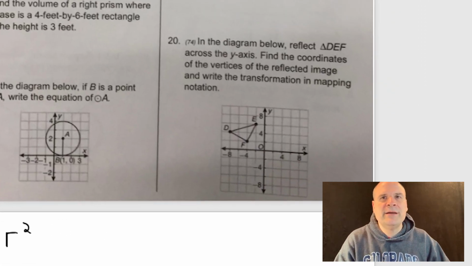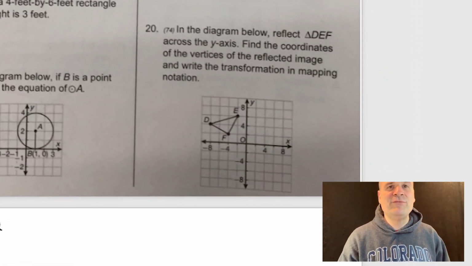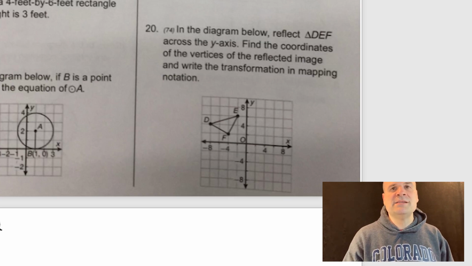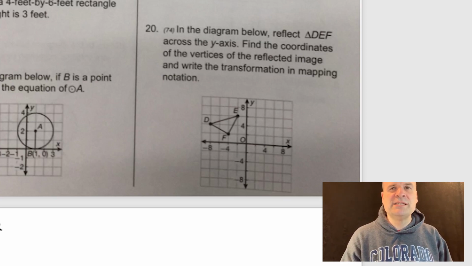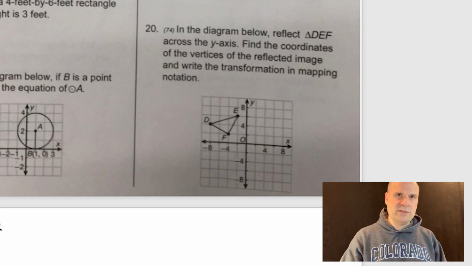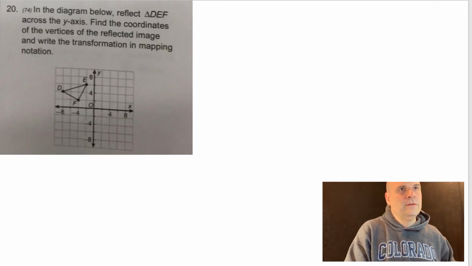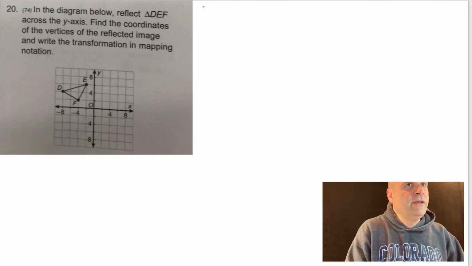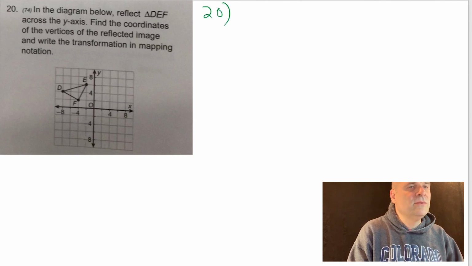All right, number 20, last one. Here we go. In the diagram below, reflect DEF across the y-axis. Find the coordinates of the vertices of the reflected image and write the transformation and mapping notation. Okay, so let's do that. Okay, whoa, I know it's weird. It's over here. Everything's backwards. What are we gonna do?